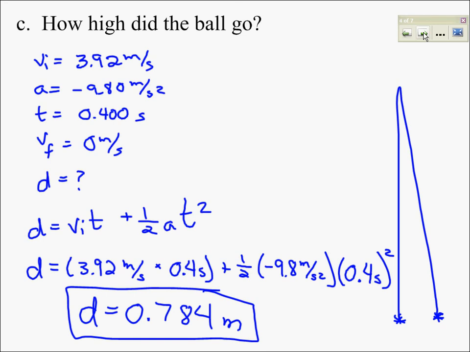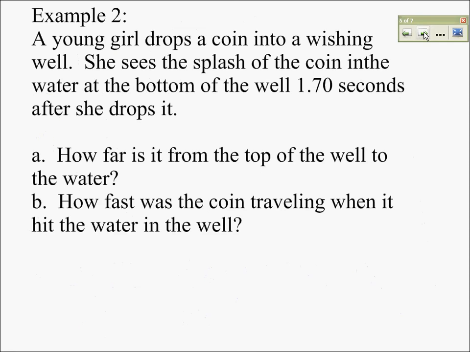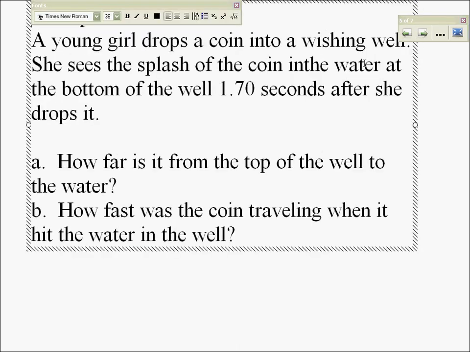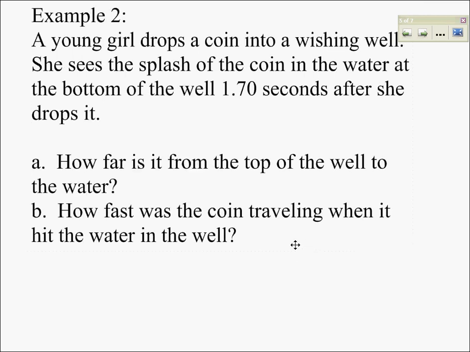Here's the full problem. A young girl drops a coin into a wishing well. She sees the splash of the coin in the water at the bottom of the well 1.7 seconds after she drops it. We have two questions posed. How far is it from the top of the well to the water, and how fast is the coin traveling when it hits the water in the well?